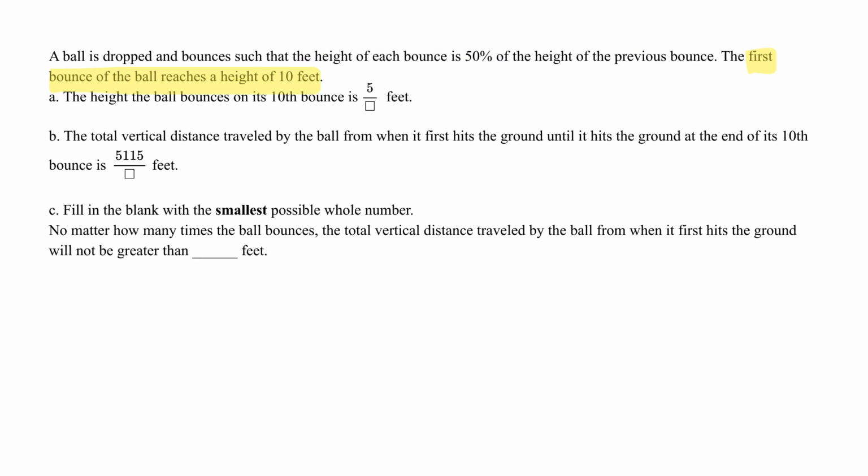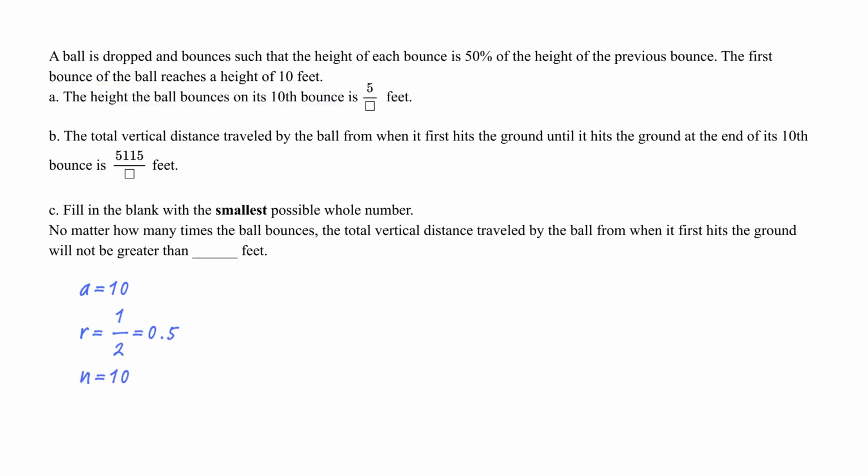So our variables are the first term, or the starting value of the sequence, a, is 10. The common ratio, r, is 1 over 2, or 0.5. N is the position of the bounce in the sequence. In part A, they're asking to calculate the 10th bounce, so n is 10.